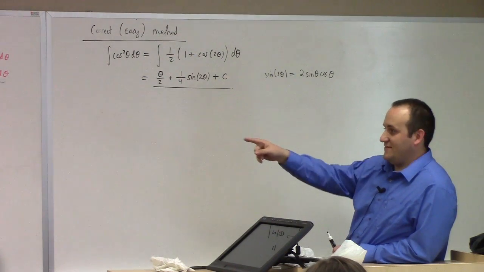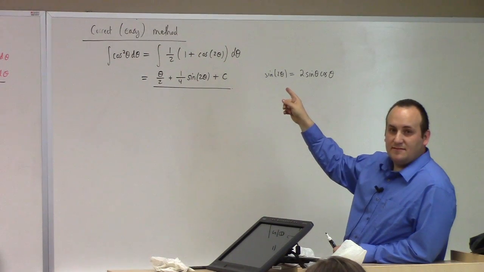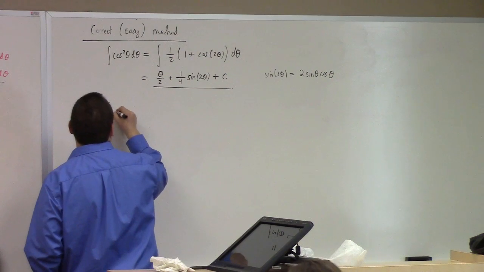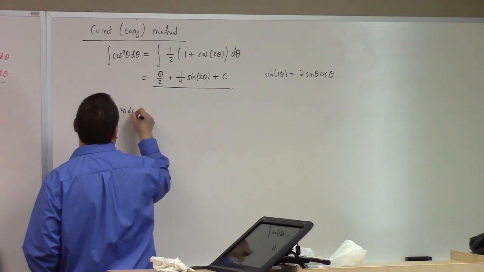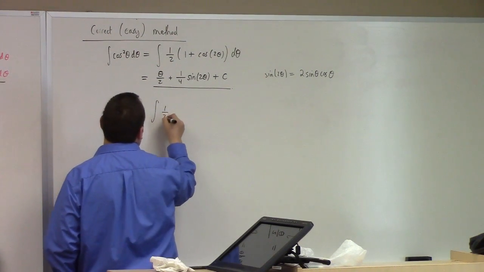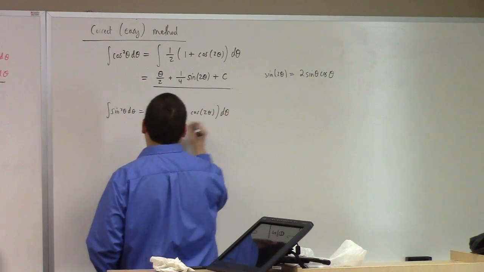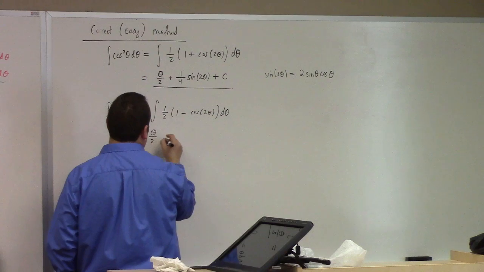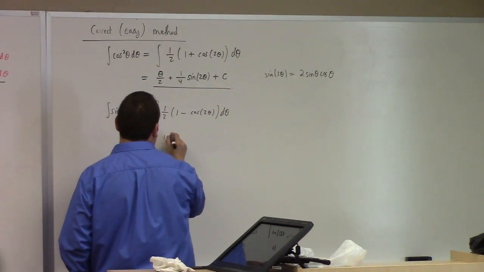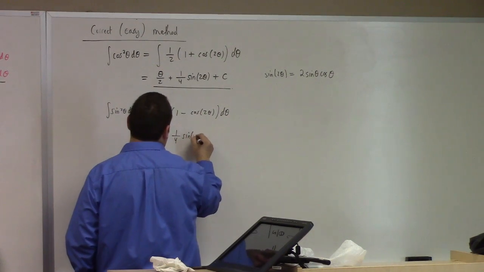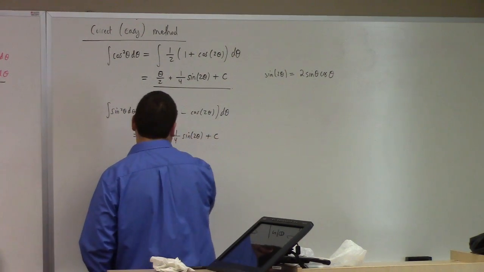Which do you prefer, that or this? That's right, trigonometry is a lifeline. You must know trigonometry. How about the integral of sine squared theta? So there you have it: theta over 2, minus 1/4 sine of 2 theta, plus a constant.